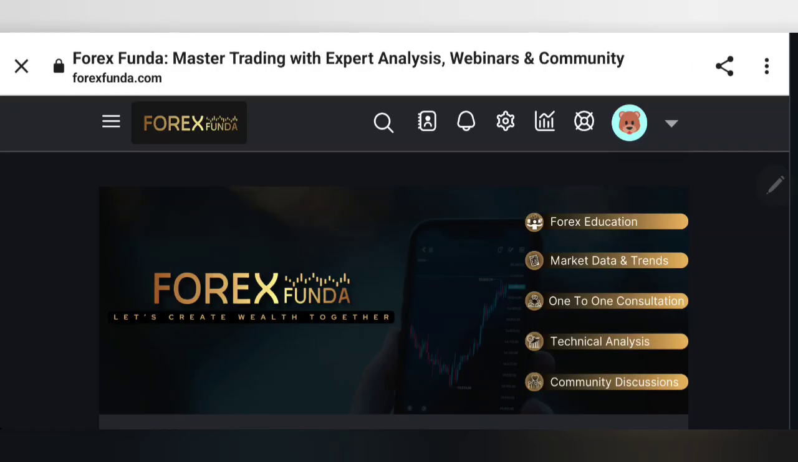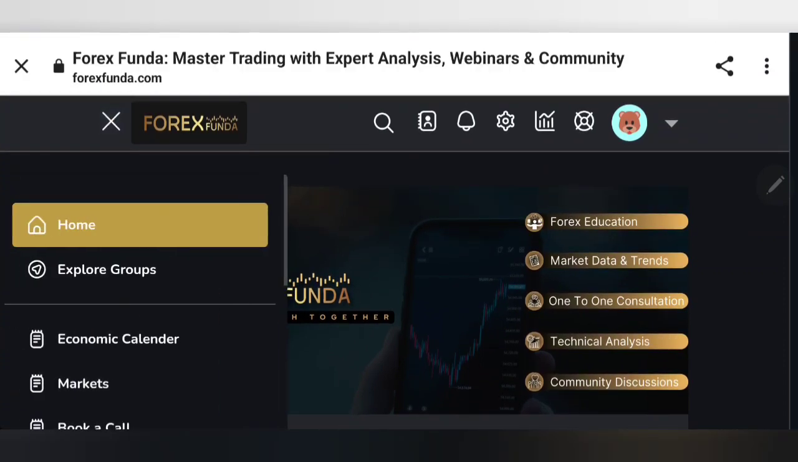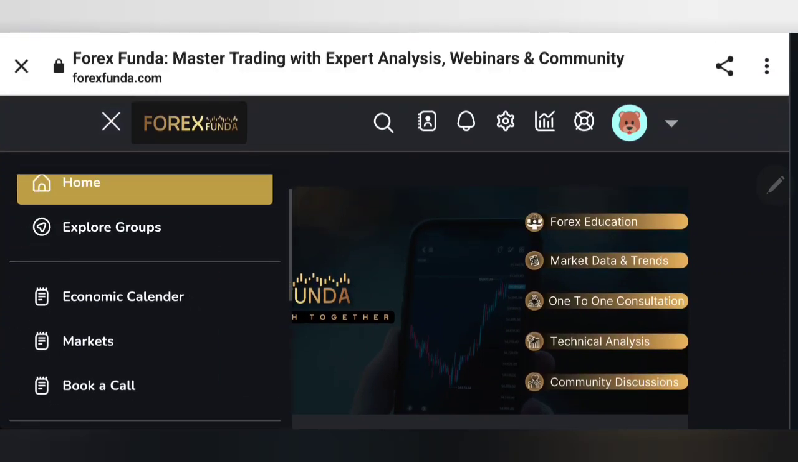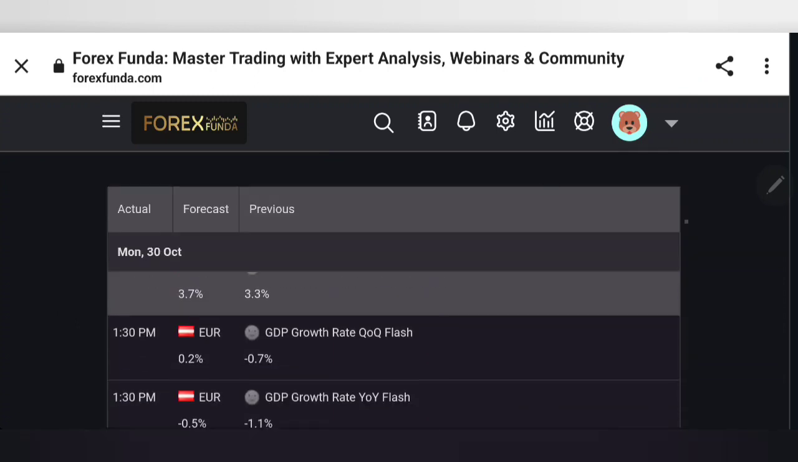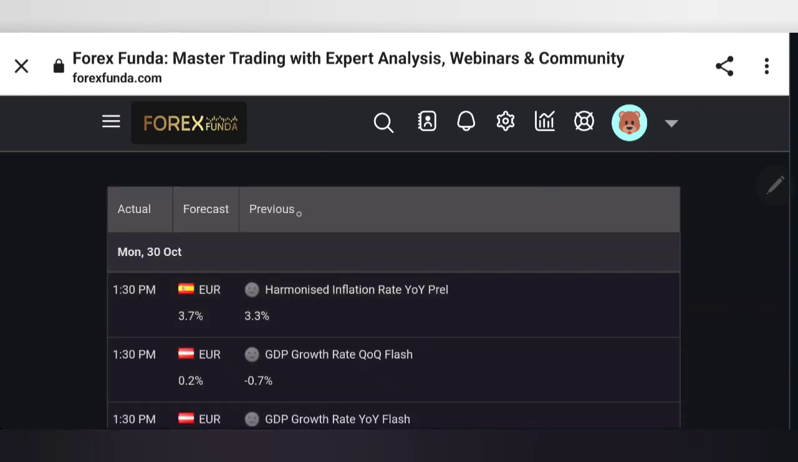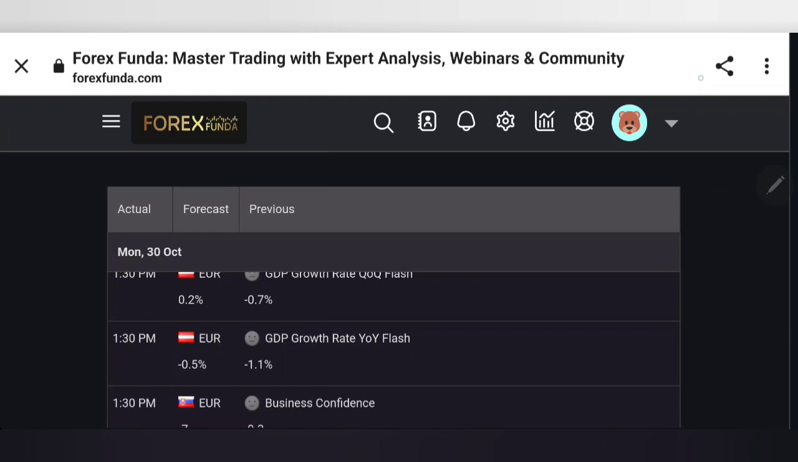Now, this is the platform forexfunder.com, and this is created with the pure vision to provide everything required to a trader under one single umbrella, whether it be the economic calendar, where the data from across the globe is available, whether it be the historical data, the forecast, or the actual, everything is available under one single roof, and this is from across the globe.